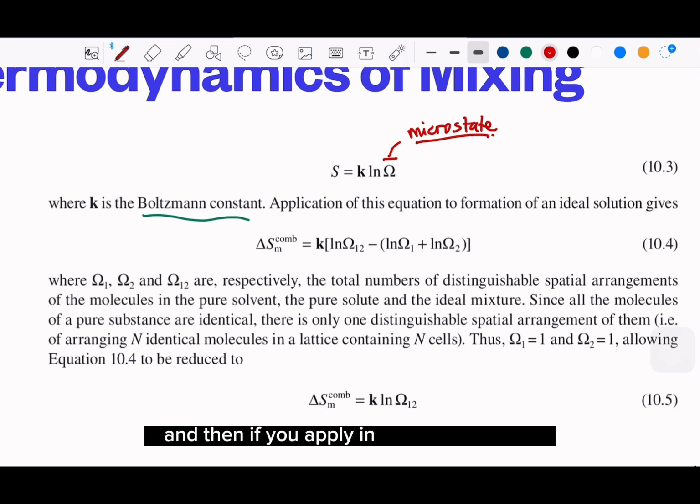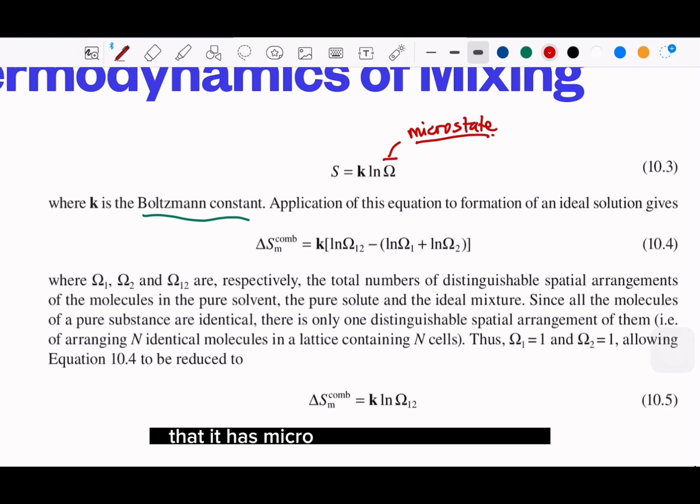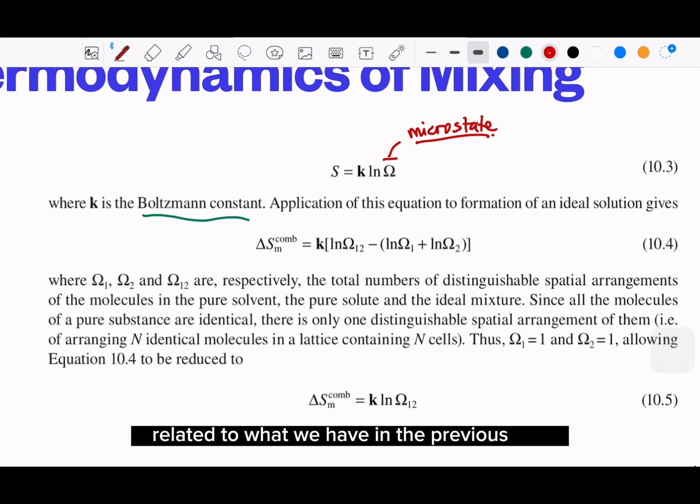And then if we apply this to the ideal solution, we could have a combination for both material 1 and material 2, which has microstates for both 1 and 2, and then minus how it will be from material 1 and material 2. Okay, this is simply related to what we have in the previous one when we take the Gibbs energy of 1, 2 minus G1 and G2.